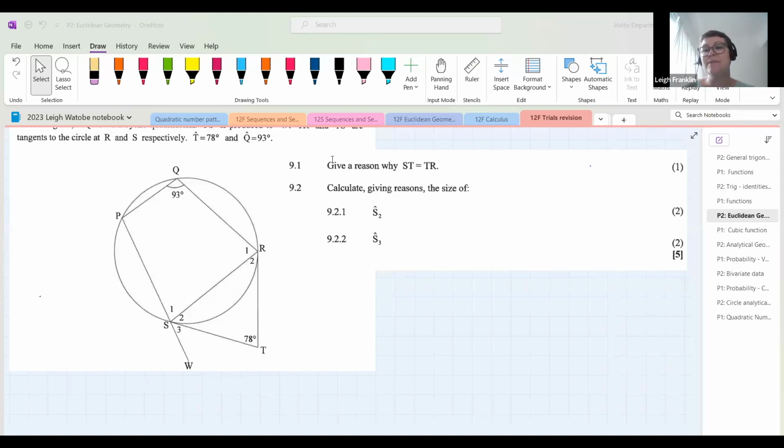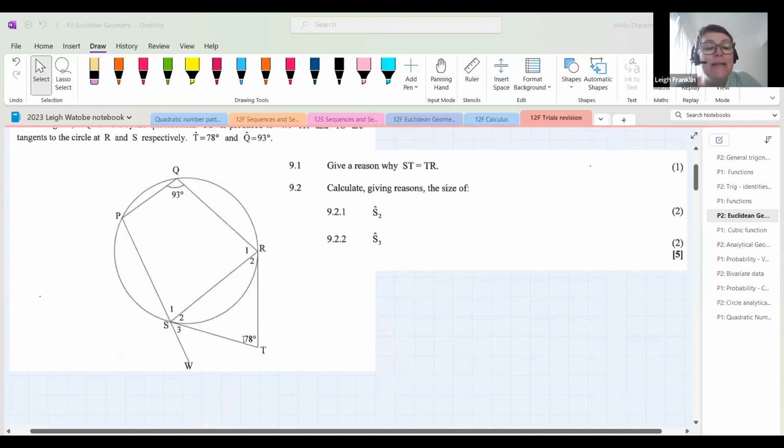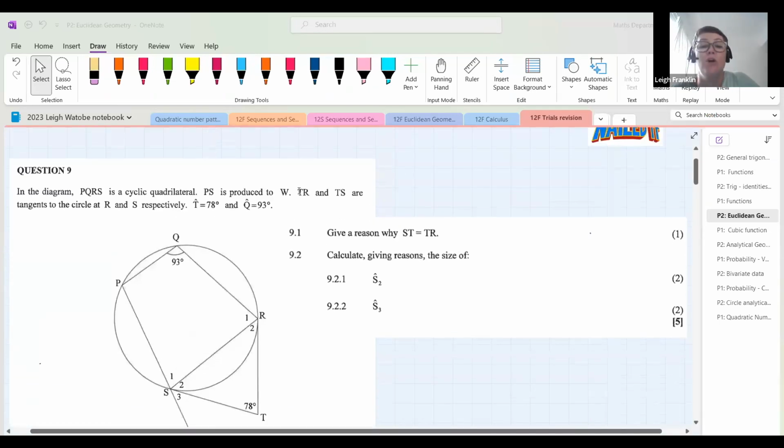tangents from the same point. Okay, tangents from the same point are equal. And if we've got equal lines in a triangle, if two sides are equal, then we've got equal angles as well, because they would be angles opposite equal sides. Okay, the other thing that they tell us is that T is equal to 78. That's on the diagram. And Q is equal to 93. Now we are ready to start looking at the question.